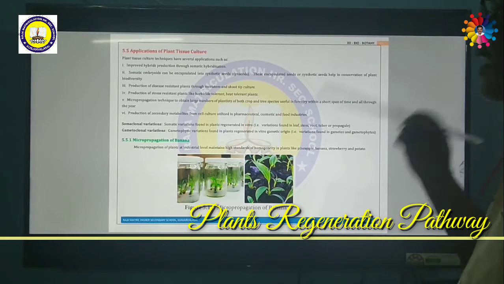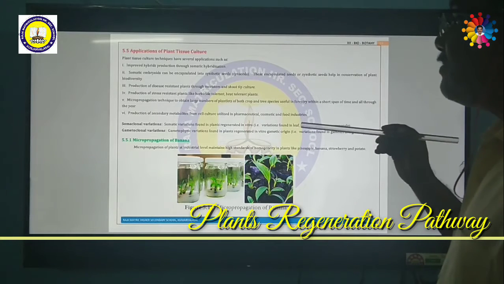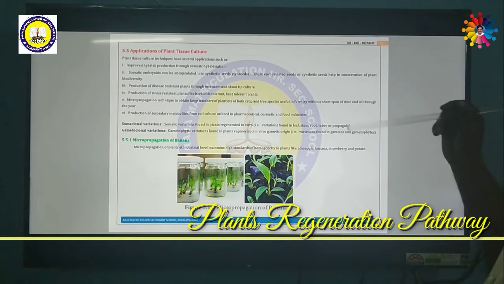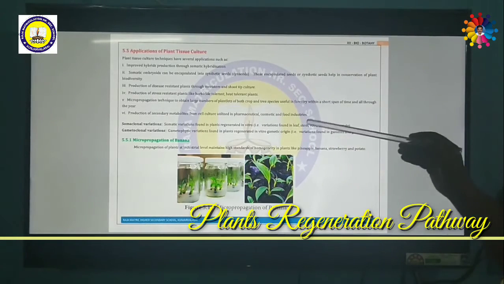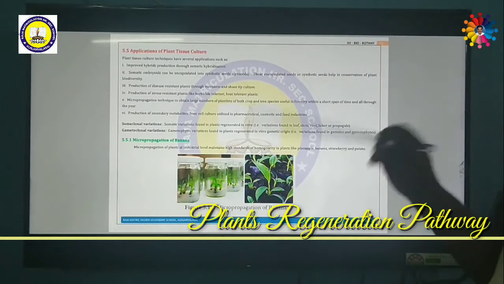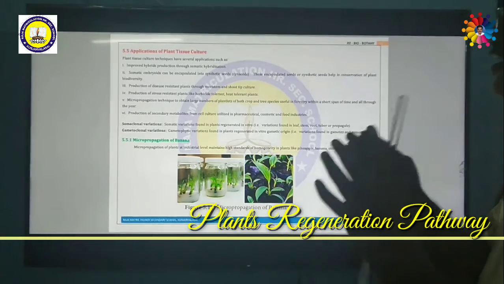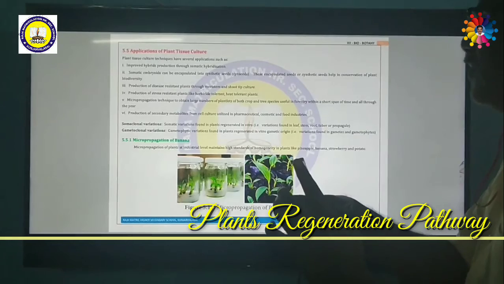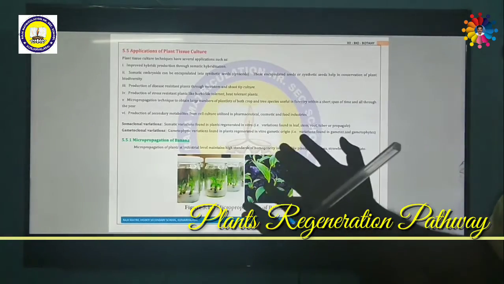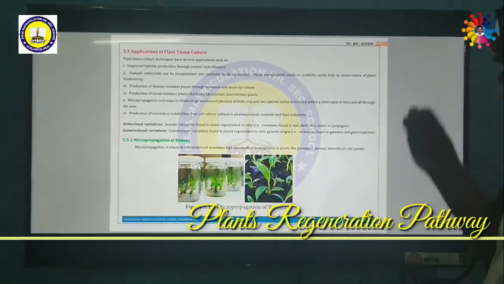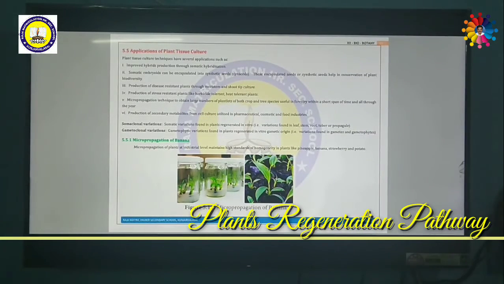Then production of disease resistant plants through meristem or shoot tip culture. Virus free plants can be produced with the help of plant tissue culture. Production of stress resistant plants like herbicide tolerant and heat tolerant plants can be prepared. Once you produce the gene incorporated in the DNA by recombinant technology, say a herbicide tolerant gene, and introduce it, then that recombinant DNA, if it is transferred into tissue culture, can develop into a new plant which has herbicide tolerance. Similarly, heat tolerant plants also can be produced through plant tissue culture.